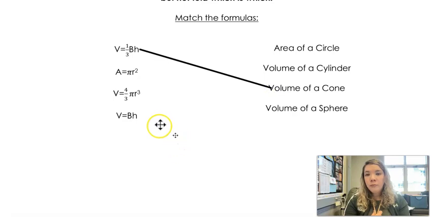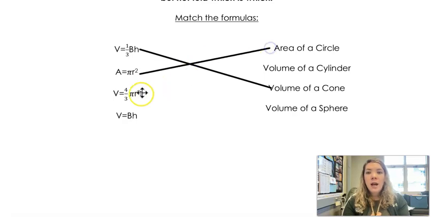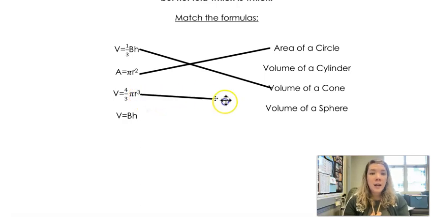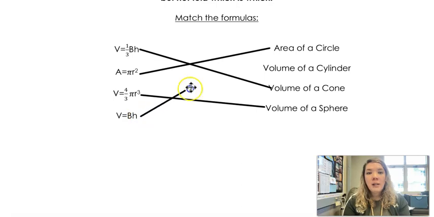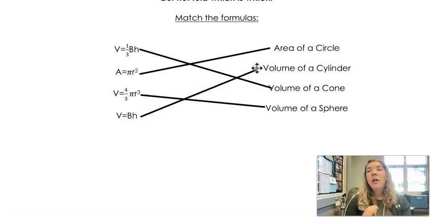Okay, pi r squared, we hope you know by heart, at this age is area of a circle. And then 4/3 pi r cubed, the sphere is the only one without a height because it's round like a ball, and then that leaves this one for volume of cylinder. So they're all listed for you and given to you on that formula sheet, but they're not labeled, if that makes sense.